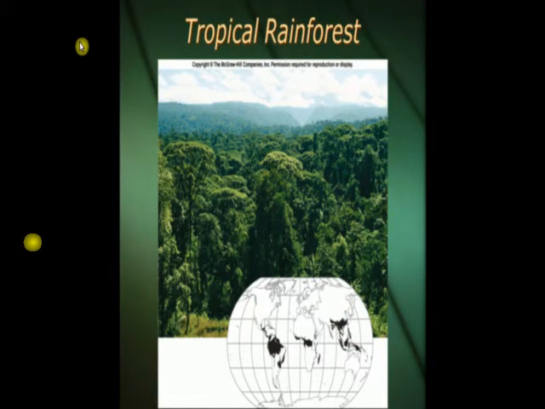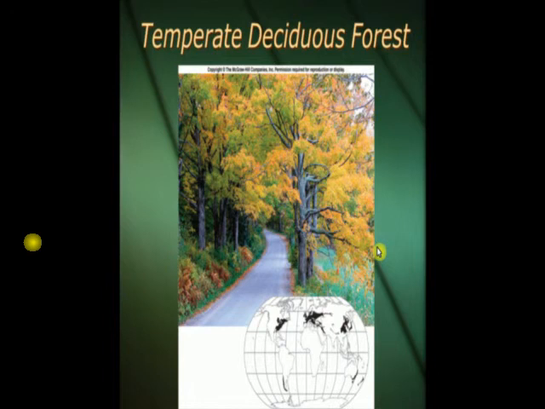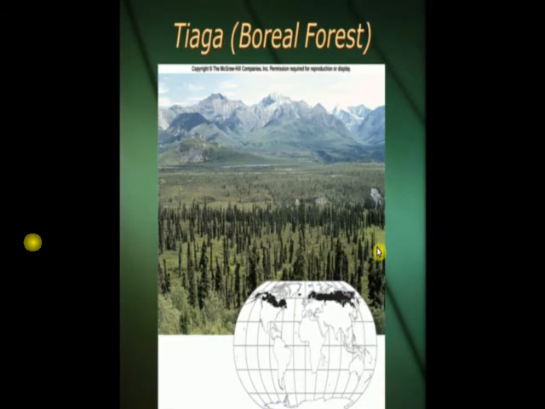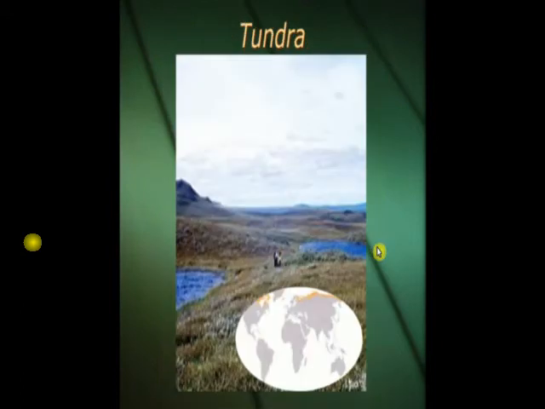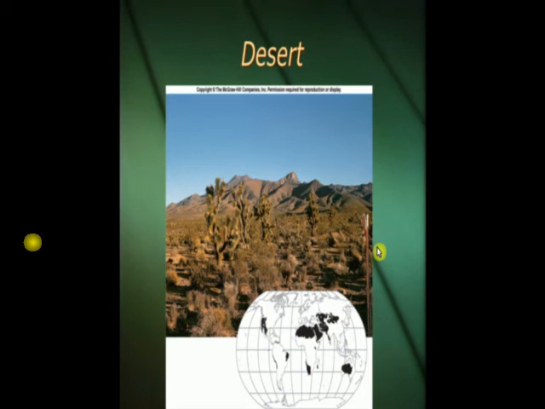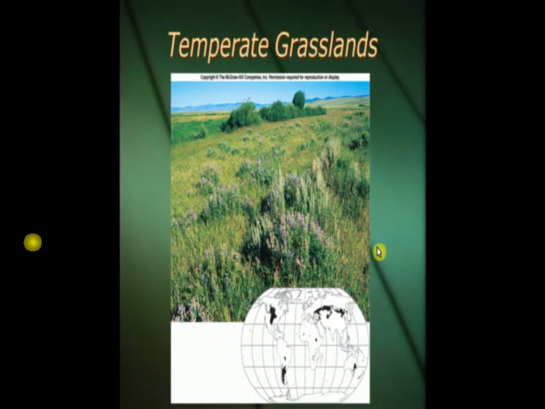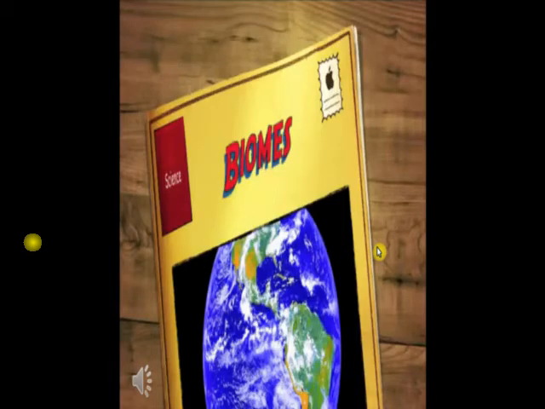Tropical rainforest. As you can see down here at the bottom, around the equator is where the tropical rainforest is found. In here we're going to find lush vegetation and a lot of animal and plant life. The temperate deciduous forest, the taiga, the tundra, the desert, the temperate grasslands.